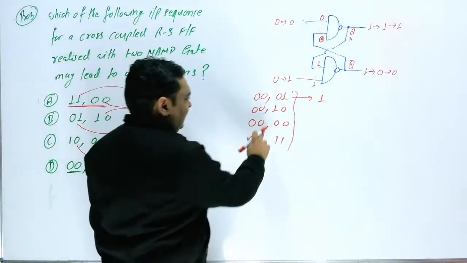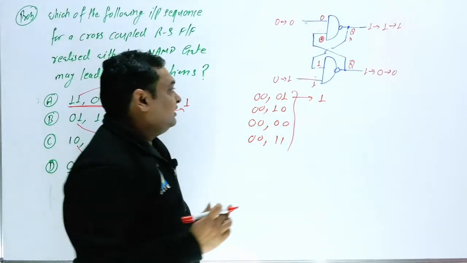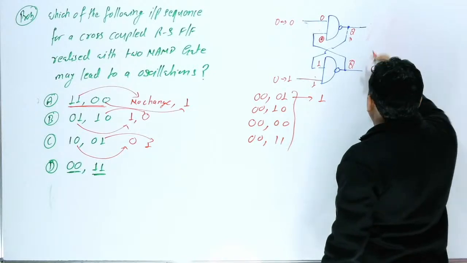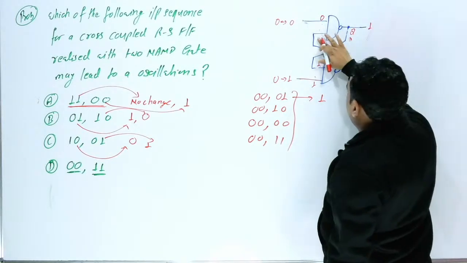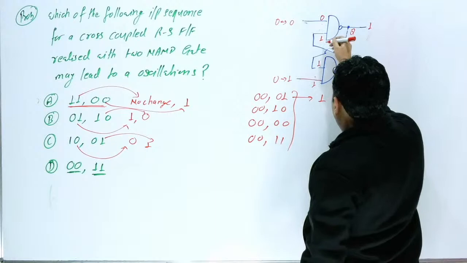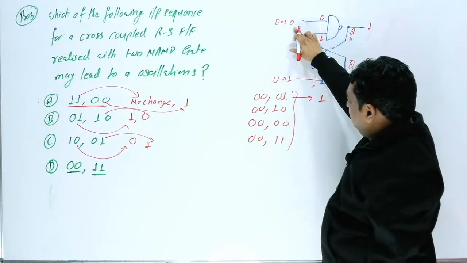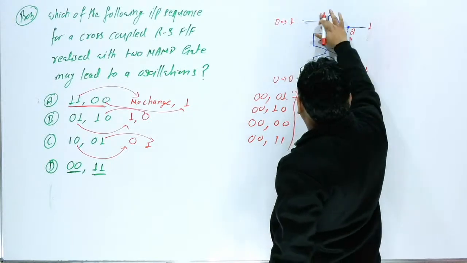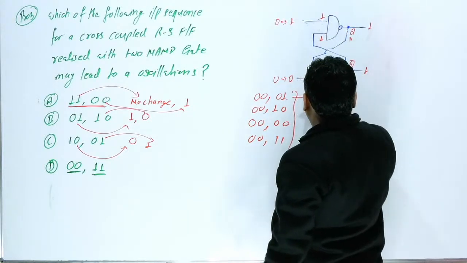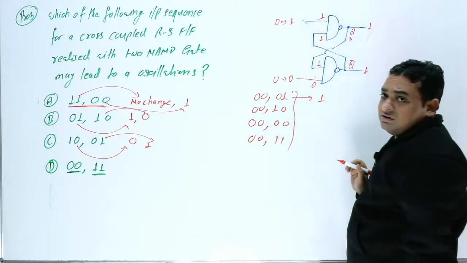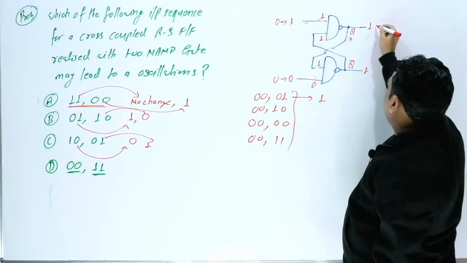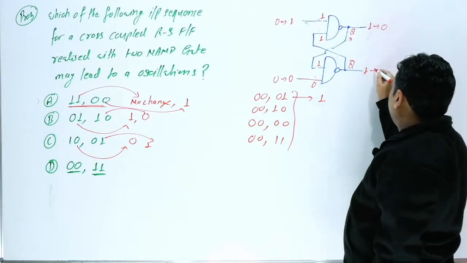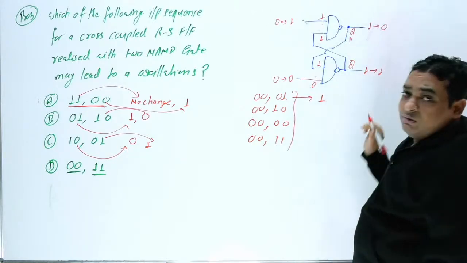Now for the second case, again the initial state is 0 0, so the output will be 1 1. Both of these are 1 1. Now suddenly you apply 1 0. If you apply 1 here and 0 here, then what will happen? This is 1 1, 1 bar, you are getting 0, then 1 0, 0 bar, you are getting 1. So now you are getting a valid state.